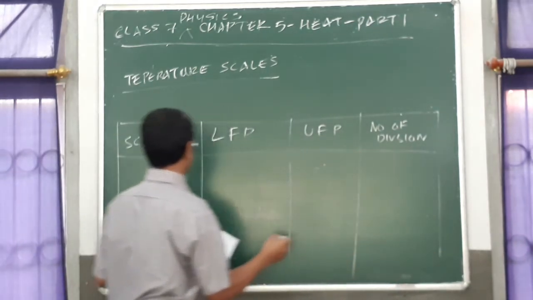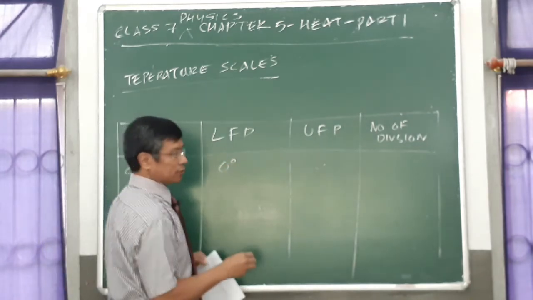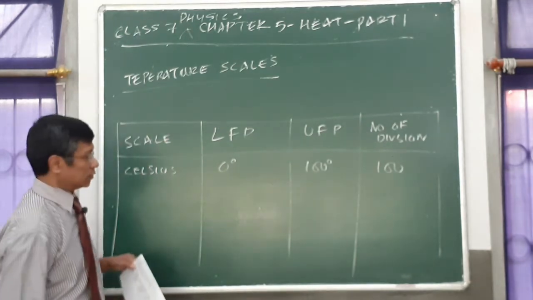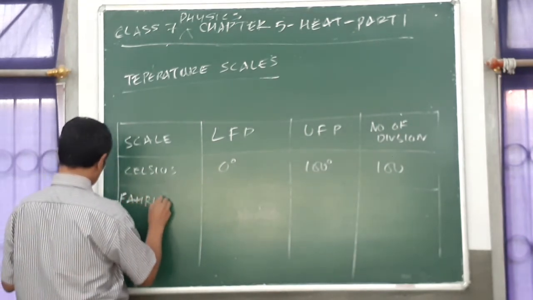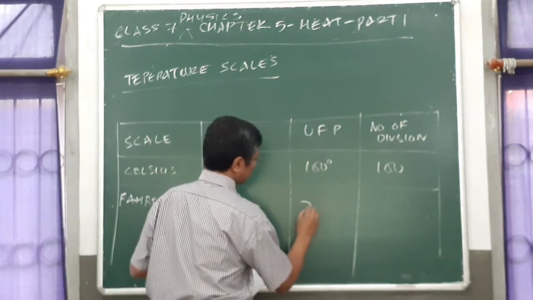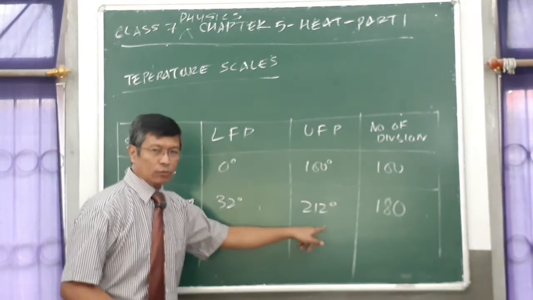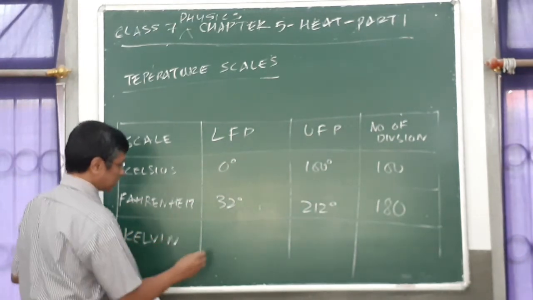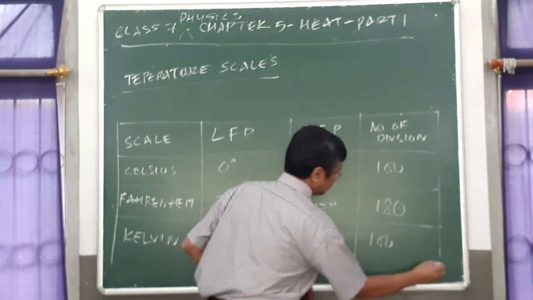The first one, let us say the Celsius scale. In the Celsius scale, the lower fixed point is marked as 0 degrees, the upper fixed point is marked as 100 degrees, and the number of divisions is 100. The next scale is the Fahrenheit scale. The lower fixed point is marked as 32 degrees, the upper fixed point is marked as 212 degrees, and it is divided into 180 equal divisions. The last scale that we have is the Kelvin scale. The lower fixed point is marked as 273, the upper fixed point is marked as 373, and the interval is divided into 100 equal parts.